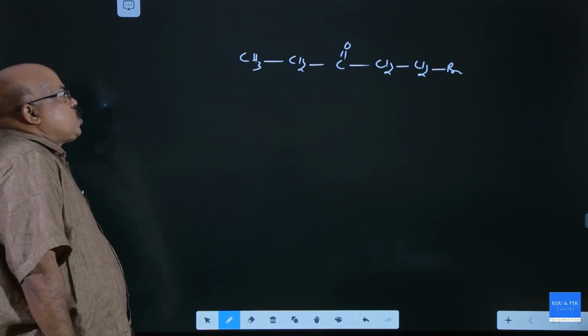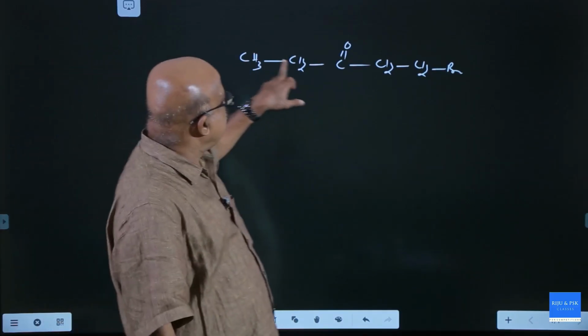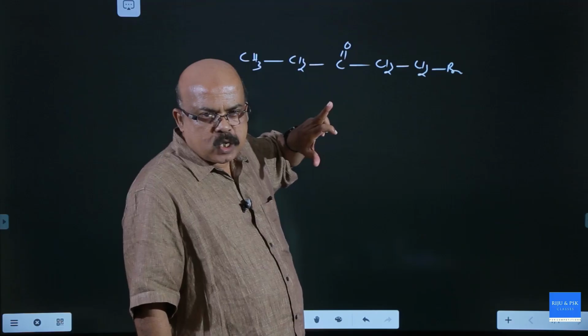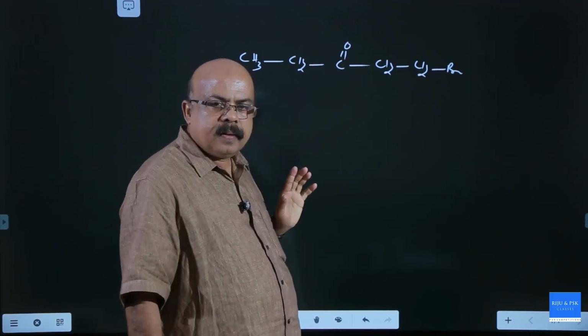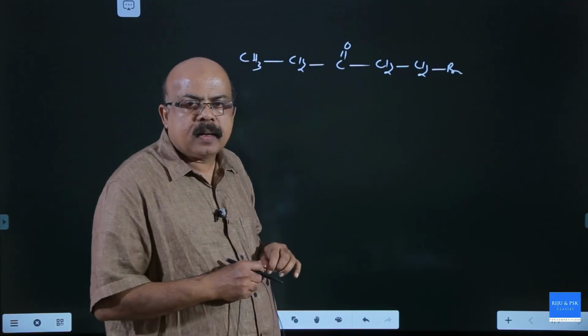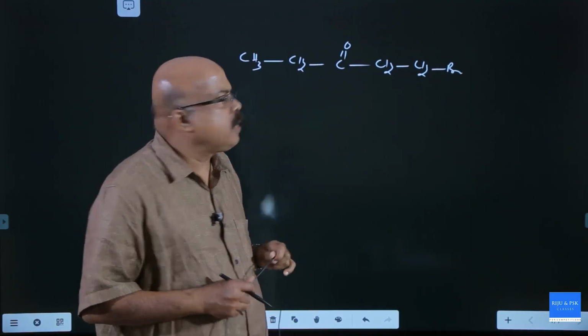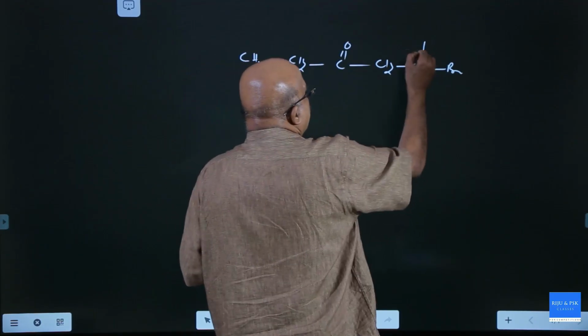The parent chain has 5 carbons: 1, 2, 3, 4, 5. The CO group is at the third position. Here there is a substituent, bromine. Numbering should be done in such a way that the bromine-attached carbon gets the lowest number.